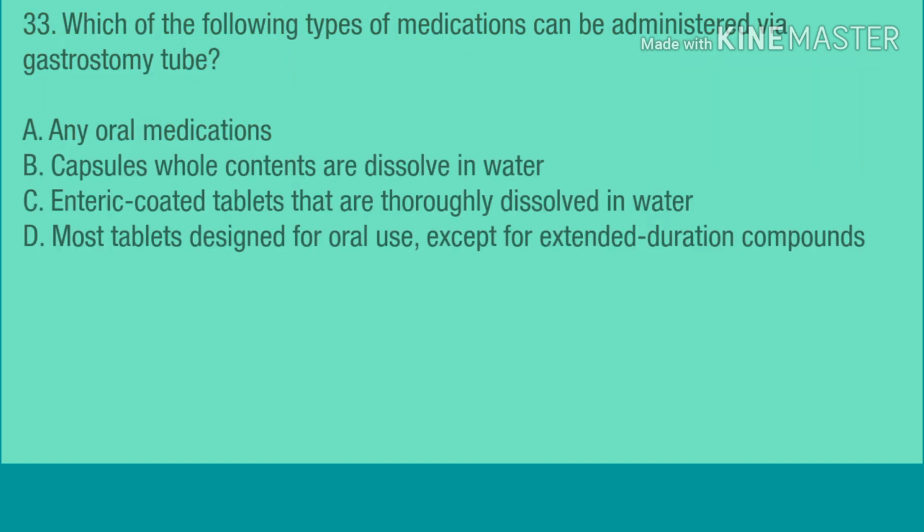Question 33. Which of the following types of medications can be administered via gastrostomy tube? A. Any oral medications. B. Capsules whose contents are dissolved in water. C. Enteric-coated tablets that are thoroughly dissolved in water. D. Most tablets designed for oral use, except for extended duration compounds.